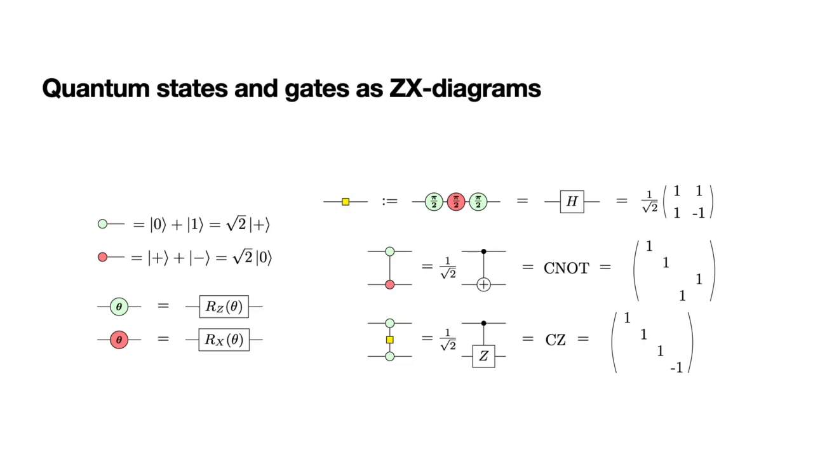In principle, we can represent any quantum state and quantum gates as ZX diagrams. For example, the zero state and the plus state, and the single qubit gate rotation Z, rotation X, and Hadamard gate by Euler decomposition. Also, the two qubit gate CNOT and CZ, which can create entanglement in quantum computing.